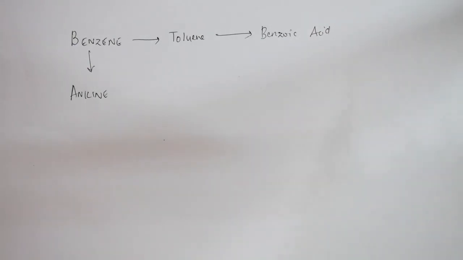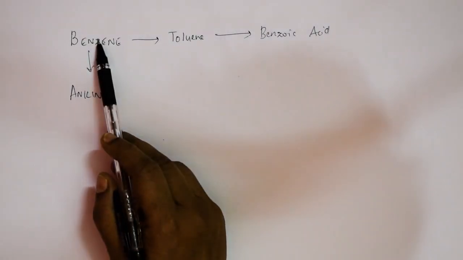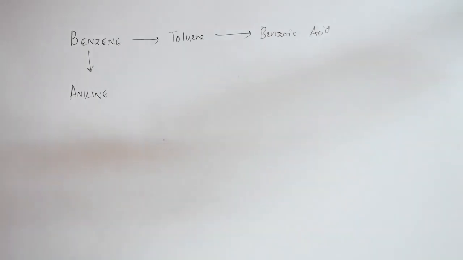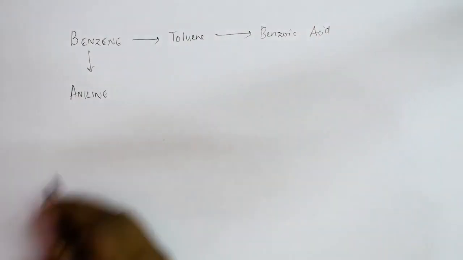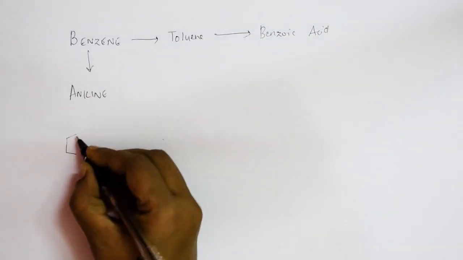Now in the exam paper, if they ask you to convert benzene into toluene, or benzene into aniline, and toluene to benzoic acid, this is a basic conversion which you have to learn first. If you know this basic conversion, then I can take different variations. Now what do they give you? They've given you benzene. Write the benzene structure.